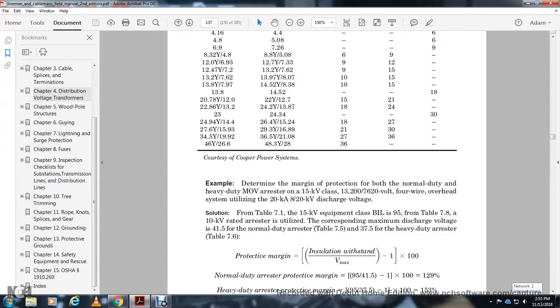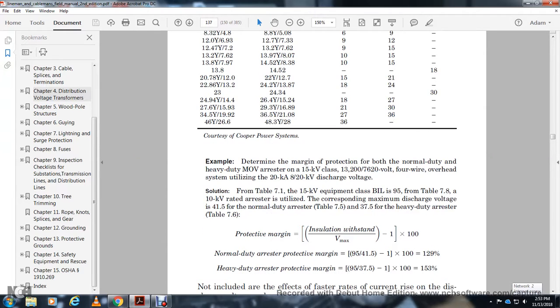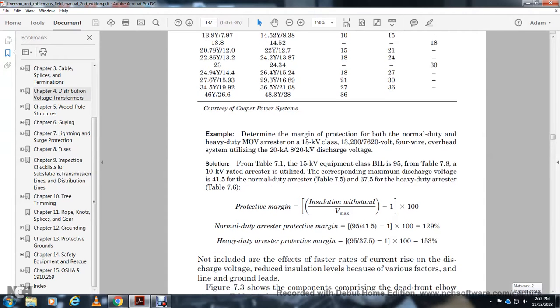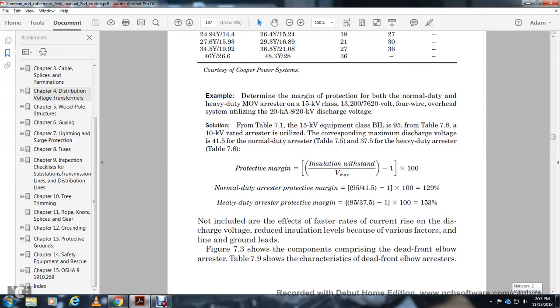You have your protective margin equal to the insulation withstand over the maximum voltage, minus 1, times 100. You get the normal duty arrester protective margin and the heavy duty arrester protective margin. Note that this does not include the effect of the faster rates of current rise on the discharge voltage, or the reduced insulation level and the various factors associated with the ground lead.